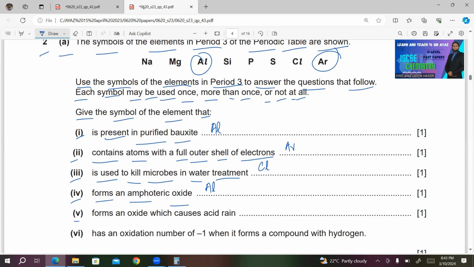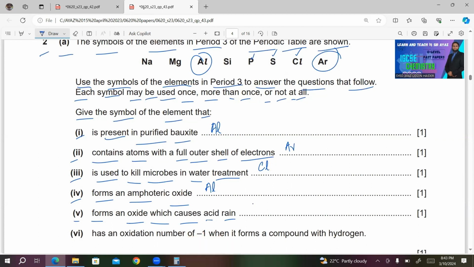Number 5, forms an oxide which causes acid rain. So acid rain is produced when non-metal oxides are released in the air. It can be either oxides of phosphorus, sulfur, or chlorine. The main culprit, most of the gas which is produced in the environment and is responsible for the acid rain, is oxides of sulfur.